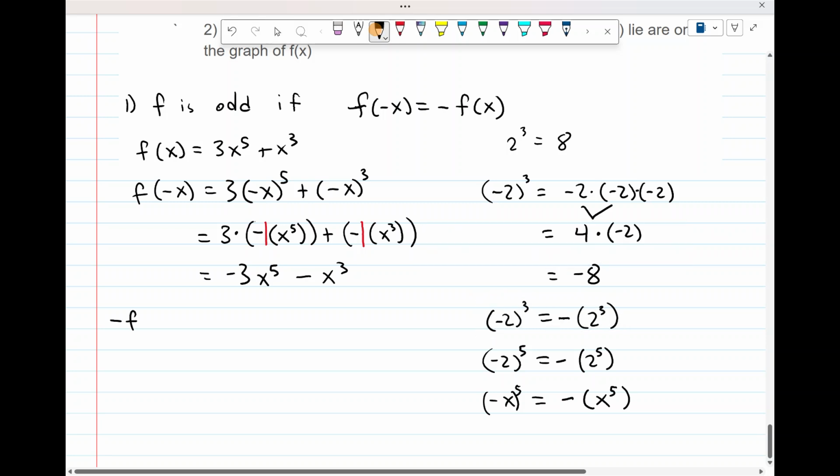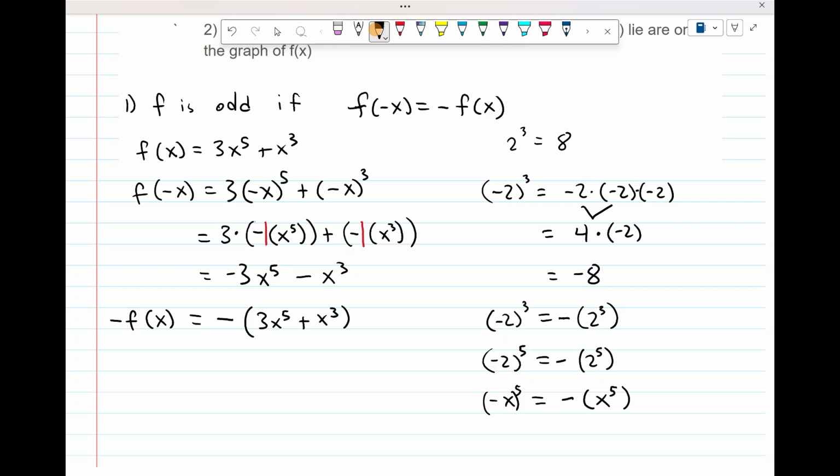What is negative f of x equal to? Well, that would be negative, and what f of x is equal to, 3x to the fifth plus x to the third. And so I'm going to distribute this negative sign, which means I'm really going to change the sign of both terms inside of that parentheses. This ends up being negative 3x to the fifth minus x to the third.